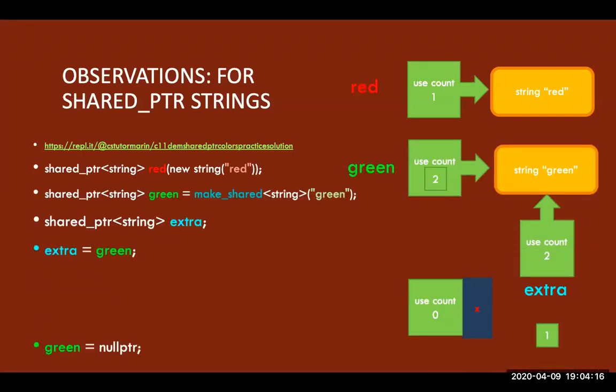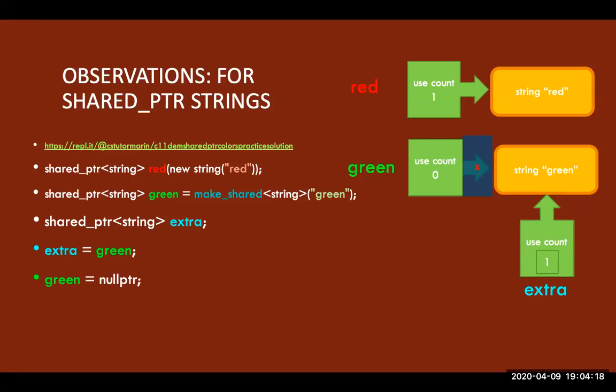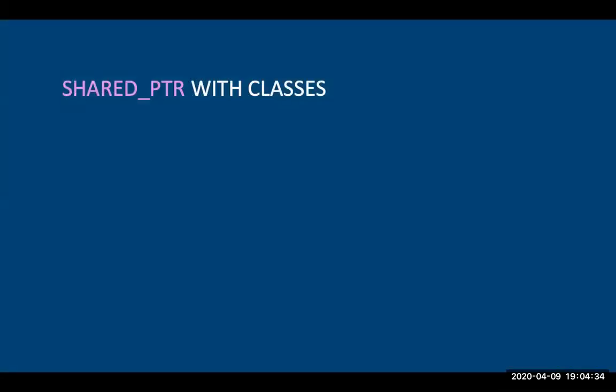Right? So there's kind of an animation of what's going on when we actually do that initialization of green, and then we set it to null, right? And our usage count drops down. Now red's usage count, of course, stays at 1 the whole time because we haven't done anything with it, right? So every unique piece of memory has its own usage count, okay?